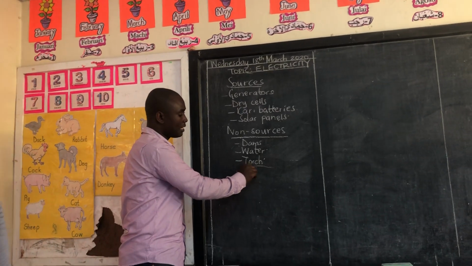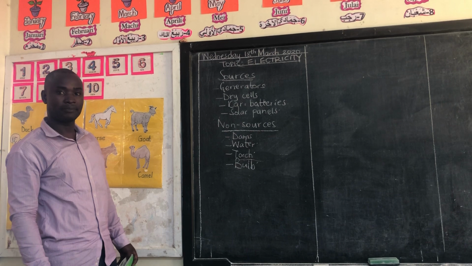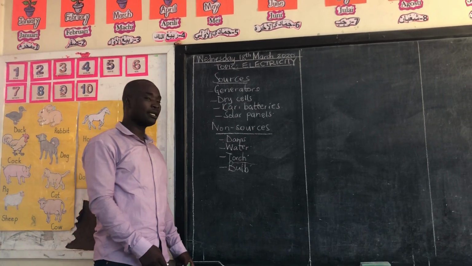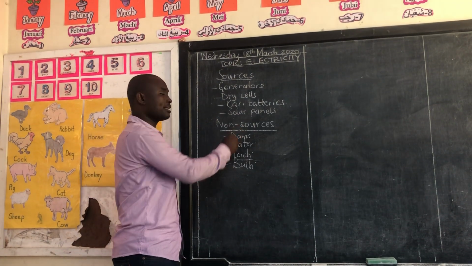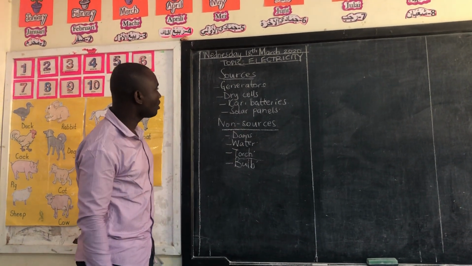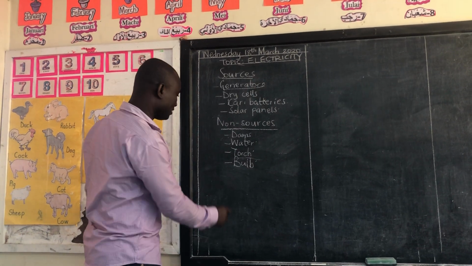The other one is bulb. Bulb does not give us any electricity. It can be used to convert electrical energy to light energy or heat energy, but it does not give us any electricity. When we are talking about generators, we have different generators.